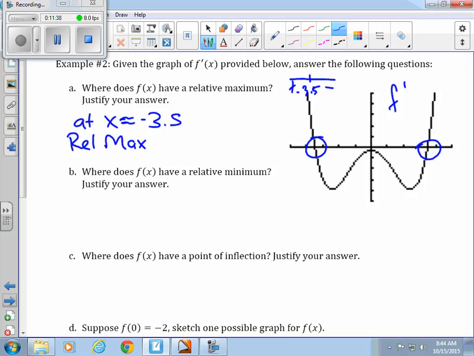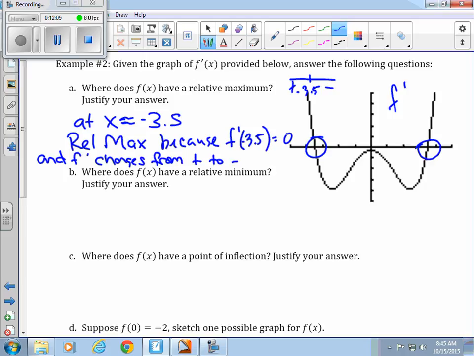F prime equals 0, I like that. F prime at -3.5 is 0. Is that enough? No. And what else? And F prime changes from positive to negative at that point. So that's what we did in our head. We just have to put that on paper.